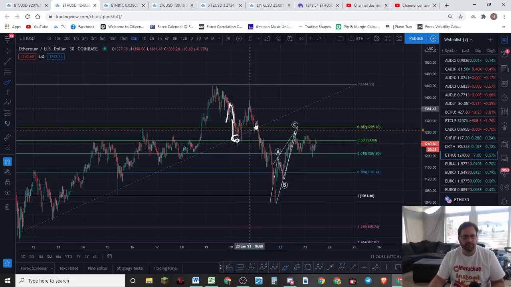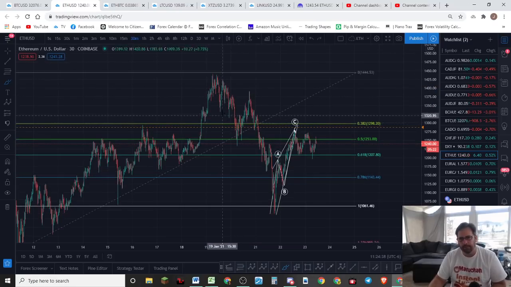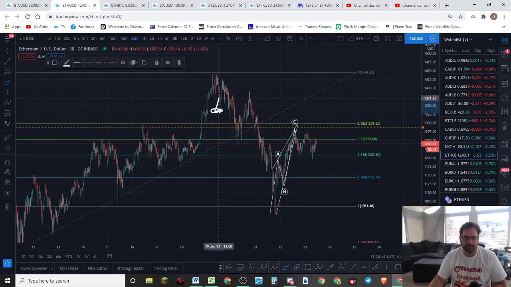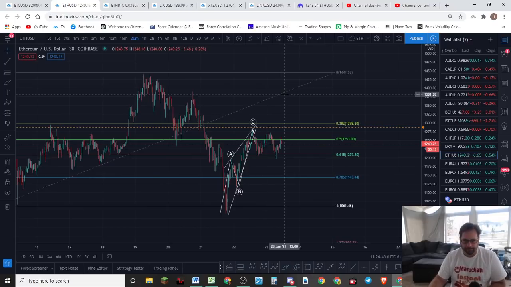Okay, so that's the way we trade, guys. We trade pullbacks. We don't trade at the top of waves. We don't buy up here. We buy at the bottoms. Okay, we buy where the market makers are buying. Okay, and so that's the way we do it. That's the way you need to be doing it as well.